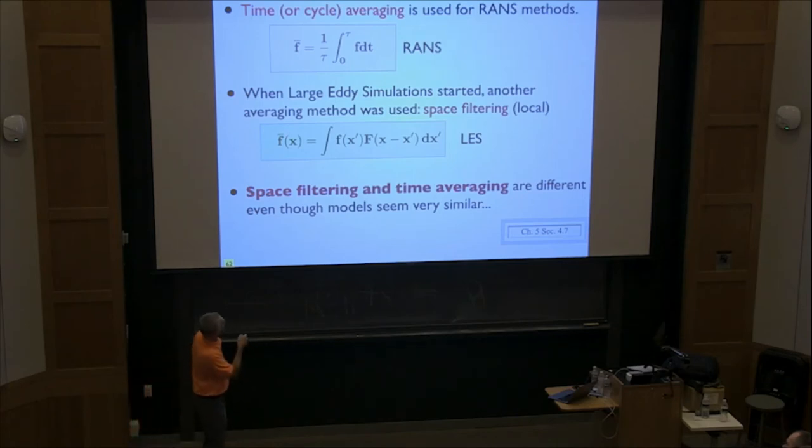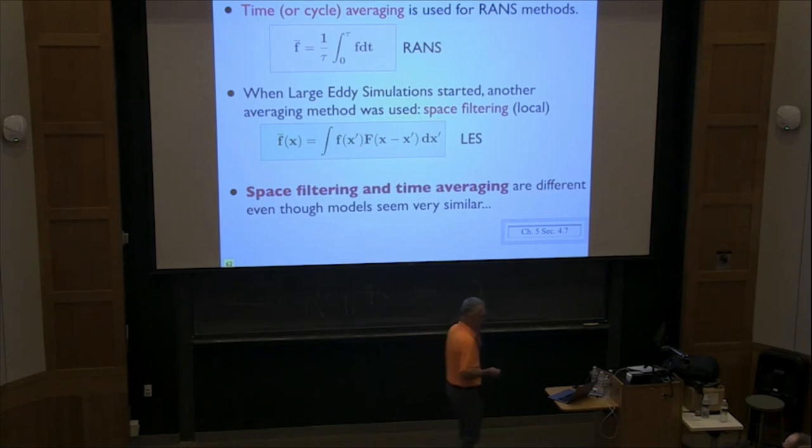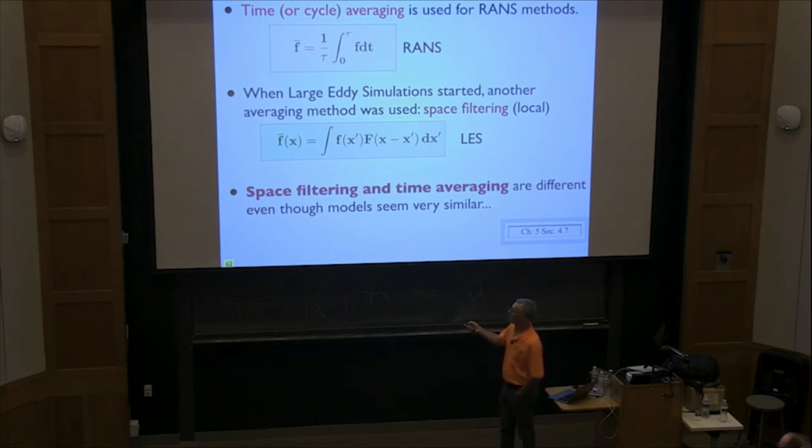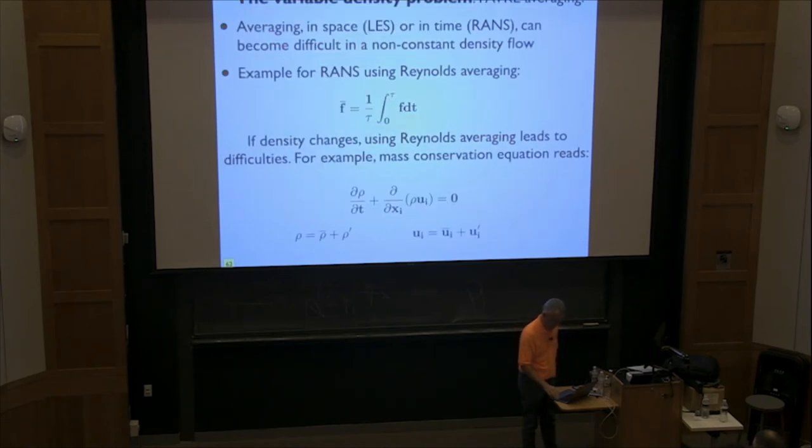Which means also that this quantity here, which comes from LES, depends on time. It can still change in time. It's a filter over space, not a filter over time. We will actually do the same thing: when we produce equations, we'll do either space filtering or time averaging. They look the same formally when we build the equations. At the end of the day, the models will be different.